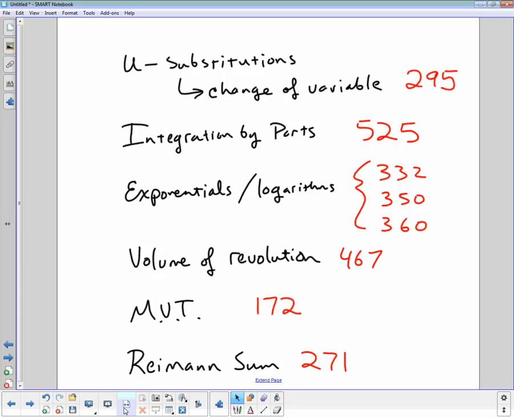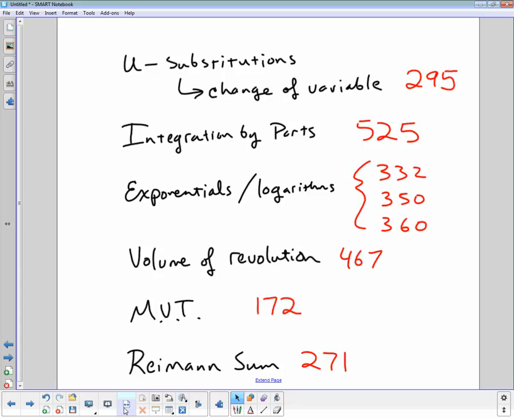And there's definitely room in here to have some overlap. Like, there could be an exponential or a logarithm with a volume of revolution, or there could be a U-substitution along with an integration by parts, all in the same problem wrapped together, that kind of thing. So first, let's go through them in chronological order.